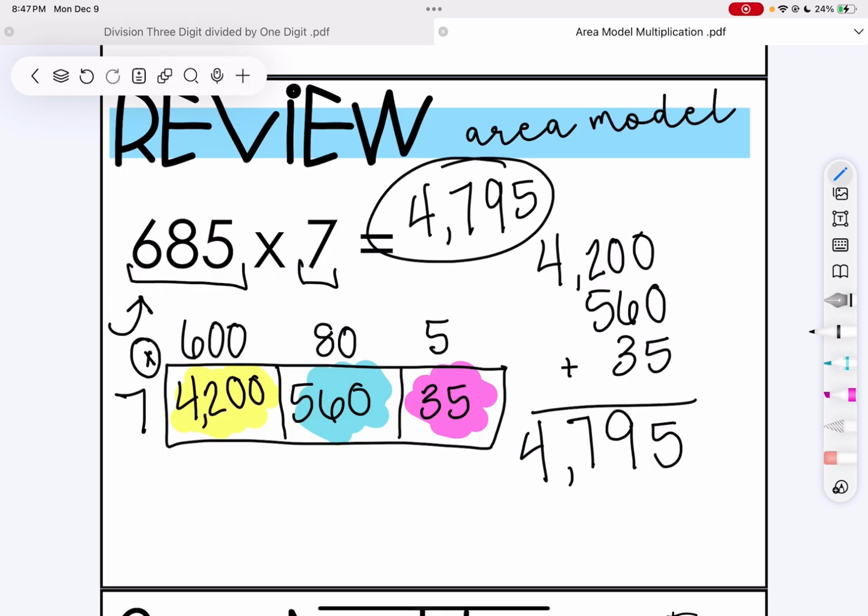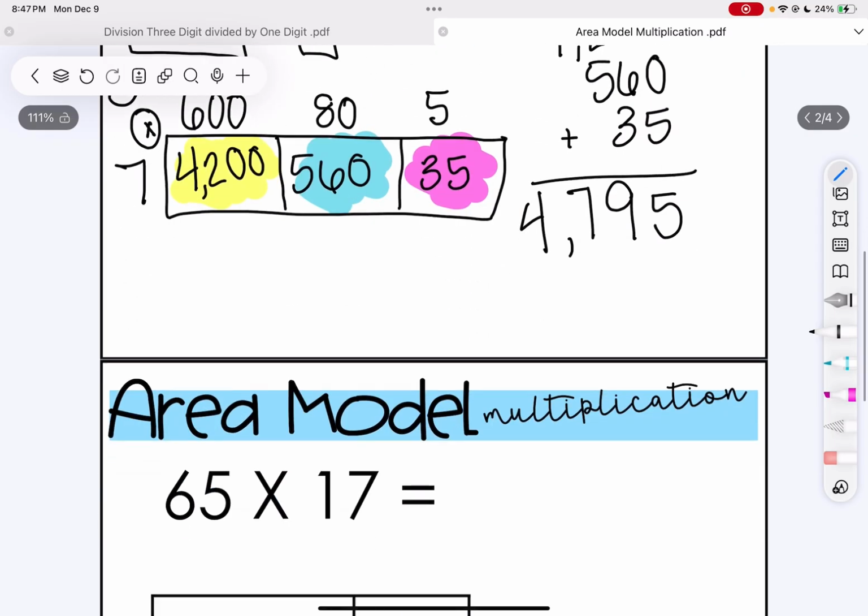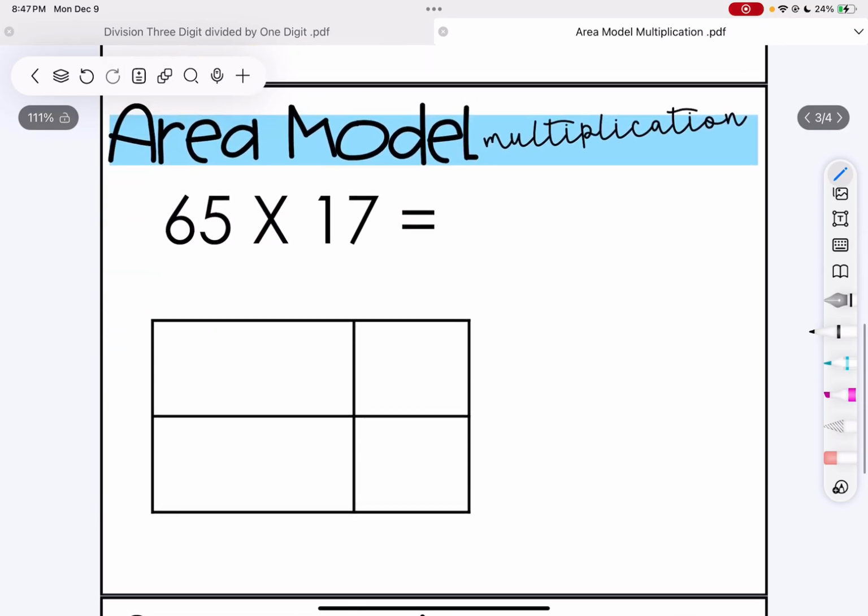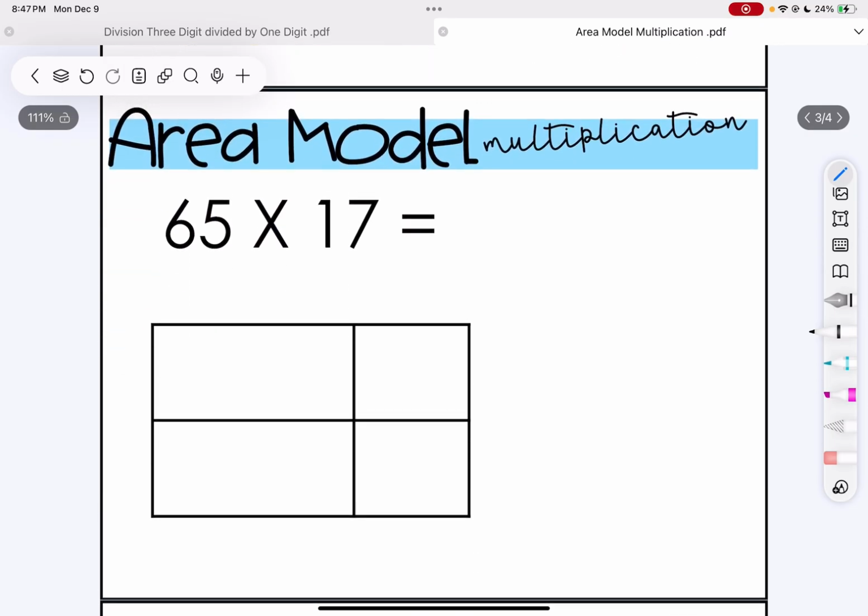And then the last area model that they could see is a 2 by 2. This is the most complicated because there's a lot of adding and a lot of zeros, and they sometimes mess this one up just because of simple calculation errors. So since 65 is 2 digits and 17 is also 2 digits, we would need a 2 by 2 area model. If you look at this box right here, there's 2 on the top and 2 on the bottom. So it's 2 wide and also 2 tall. So a 2 by 2.